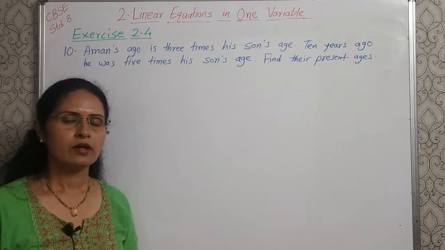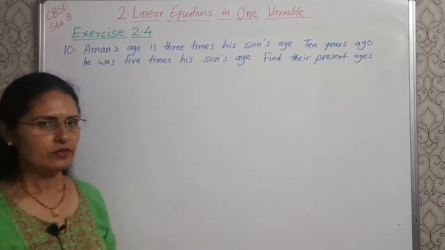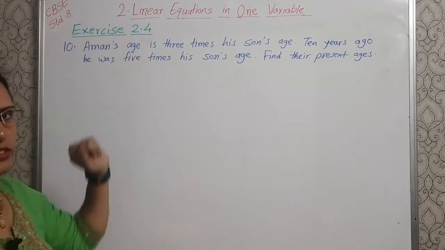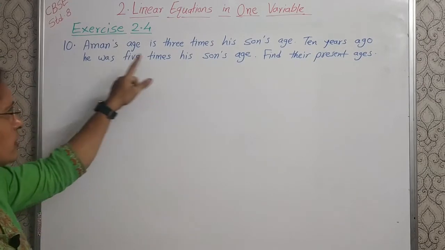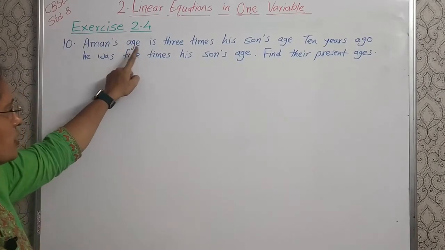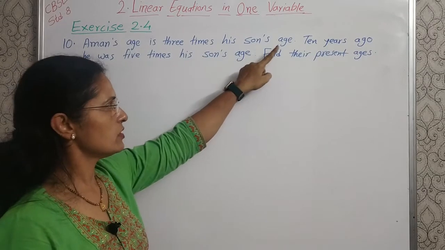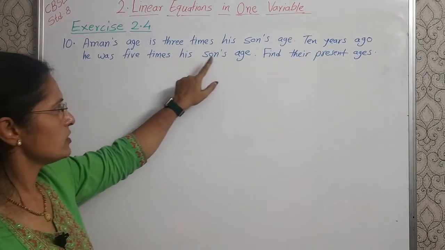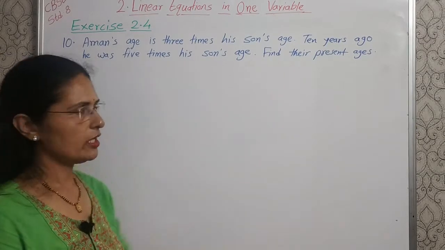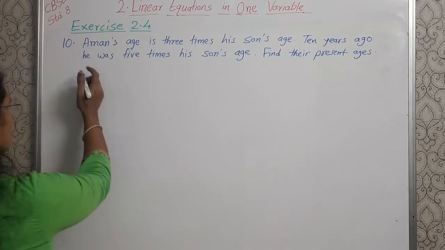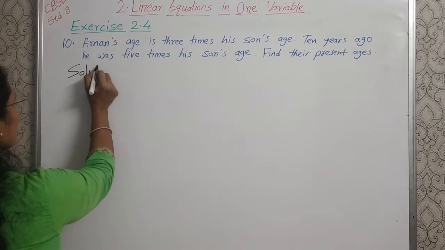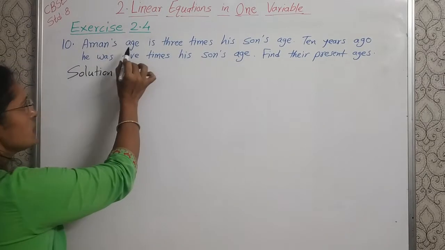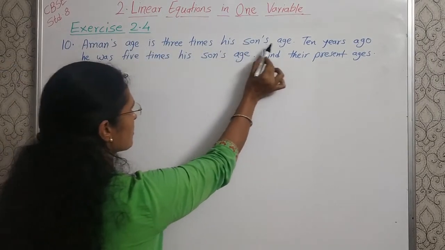Next, let us solve sum number 10, which is the last sum of exercise 2.4. Let us read the question. Aman's age is 3 times his son's age. 10 years ago, he was 5 times his son's age. Find their present ages. Solution. Read the first statement. Aman's age is 3 times his son's age.